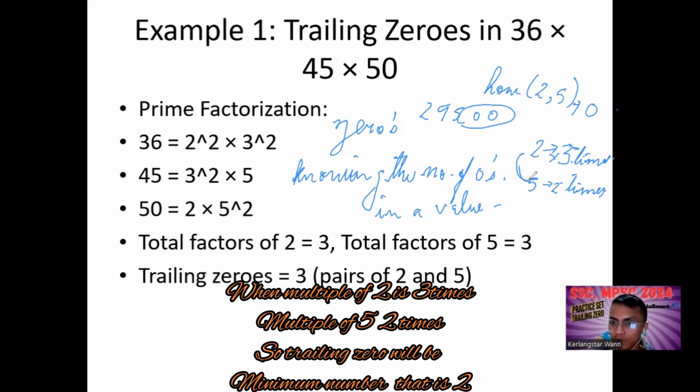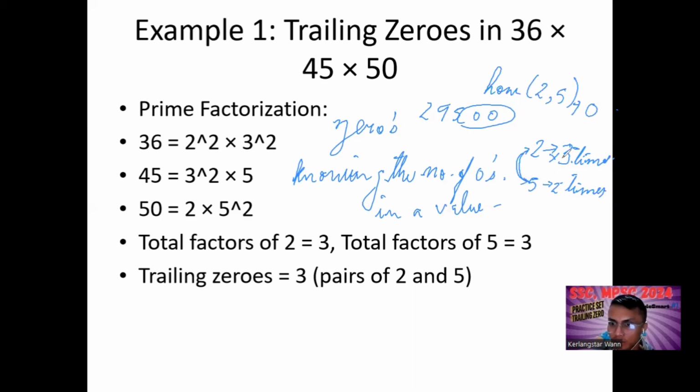2 has got 3 times and 5 has got 2 times. Surely 2 and 5 can form a pair 2 times, so we'll get 2 zeros. The number of zeros is equal to 2 because 2 has got 3 times and 5 has got 2 times, so they can match up between themselves 2 times. This is the minimum, and the minimum is 2, so the number of zeros will be 2. So this is the best example here.